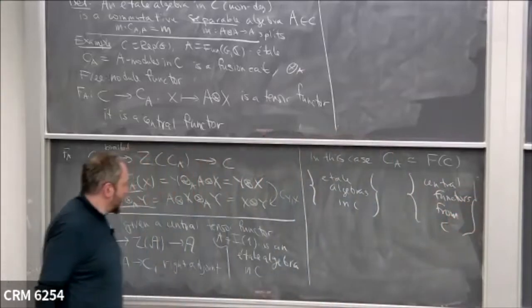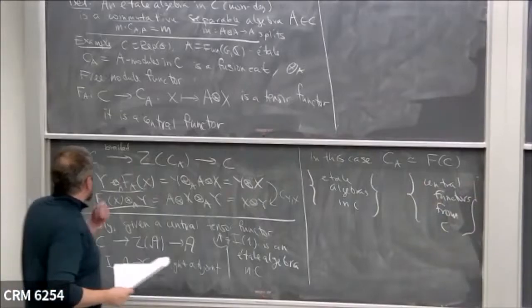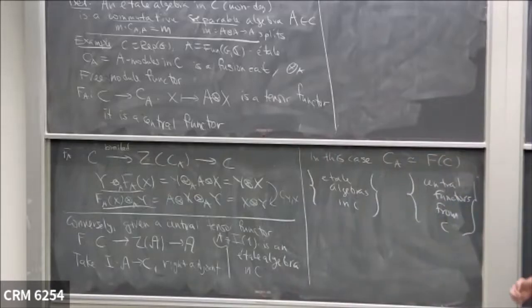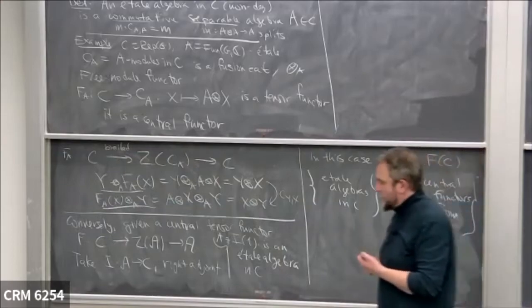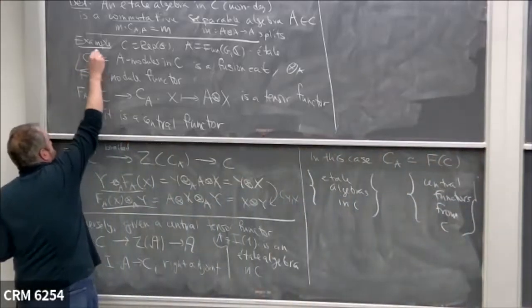Where does the étale condition come from? Okay, so étale is needed for two things. First of all, in order to tensor models over an algebra, we need it to be commutative, right? So that's the commutative property. But we also want the category of models to be rigid and semi-simple.